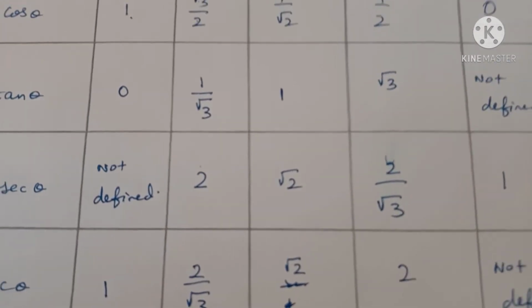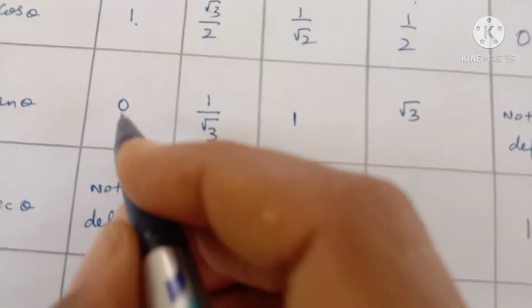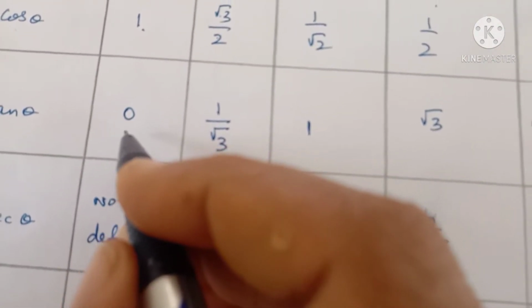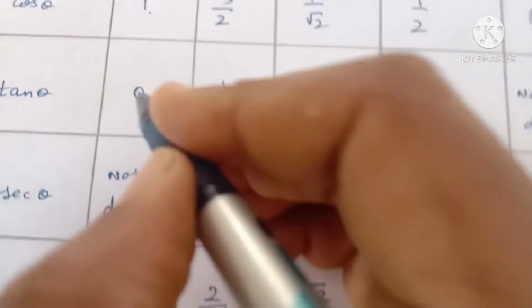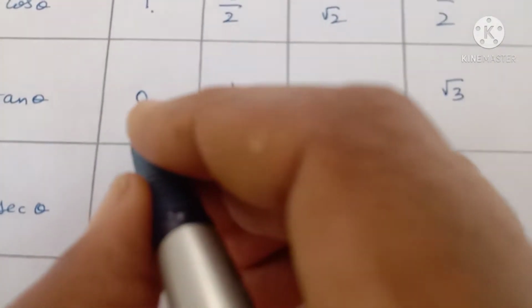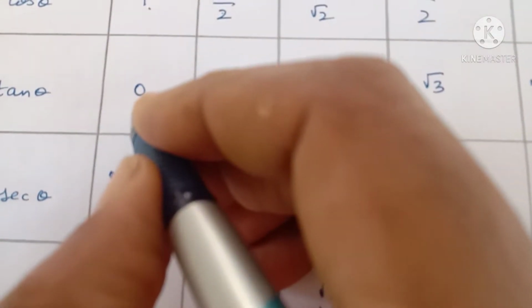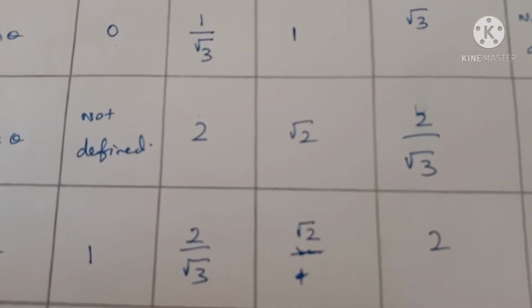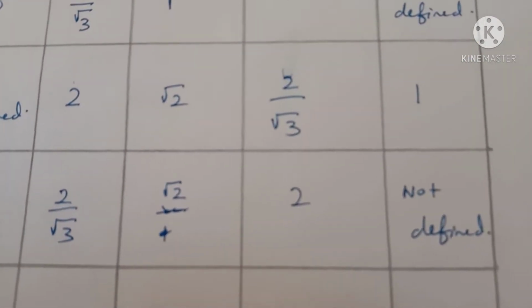Then cot theta is the reciprocal of the tan theta. So 0 by 1, that means 1 by 0, not defined. So you have to take the reciprocal of 0. If no number is there in the denominator, you have to assume it as 1, 0 by 1. So if you take 0 by 1, the reciprocal is 1 by 0. 1 by 0 means not defined. So 1 by root 3 is root 3. 1 by 1 is 1. Root 3 by 1 is 1 by root 3, and 0.